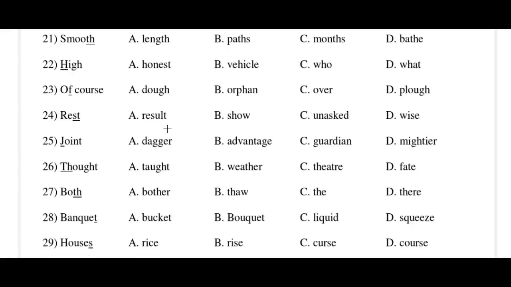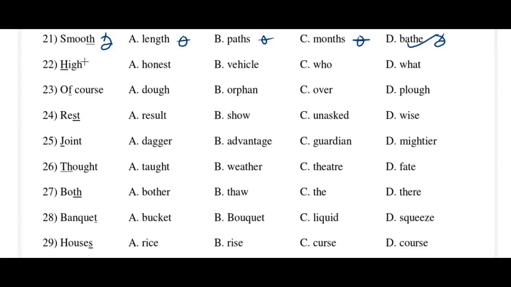Question 21, we have smooth. The underlying consonant is th. So option A, we have length, voiceless. Option B, we have parts, voiceless. Option C, we have months, voiceless. And option D, we have bathe, voiced. And that is the correct answer. It contains the same consonant as smooth, bathe.